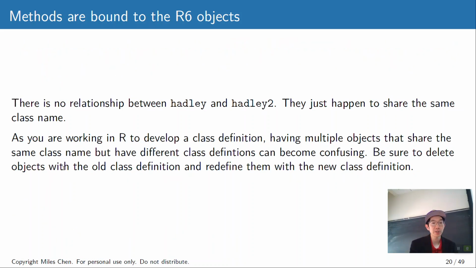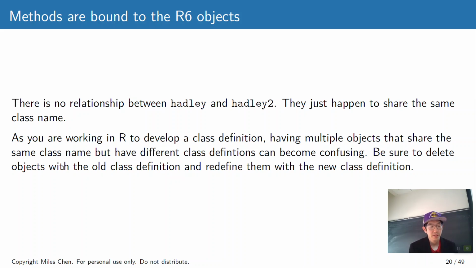It's also important to note that even though they happen to have the same class name, capital P Person, there's no relationship between these two objects. Hadley was defined under the old definition. Hadley2 is defined under the new definition. As far as they're concerned, those are two totally different objects with two totally different definitions. They just happen to have the same class name.